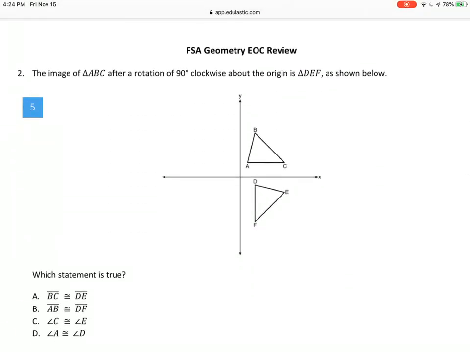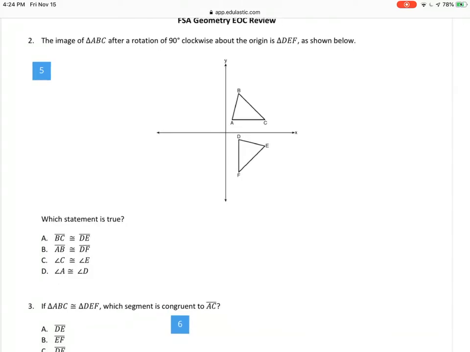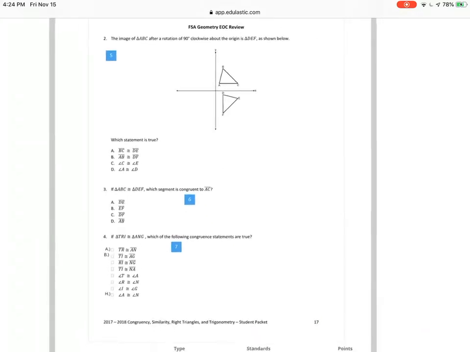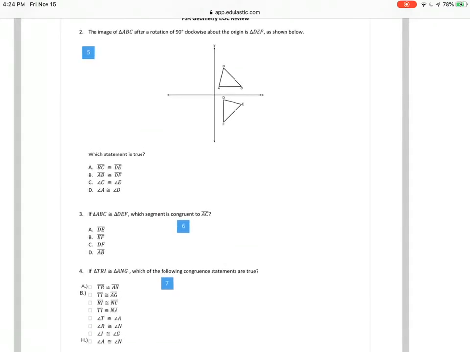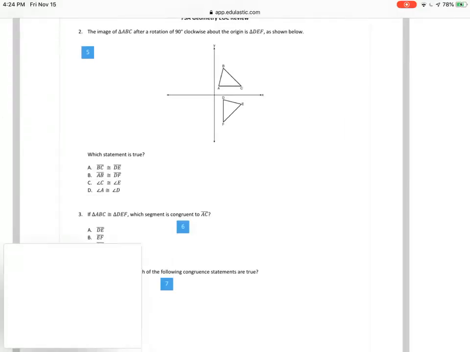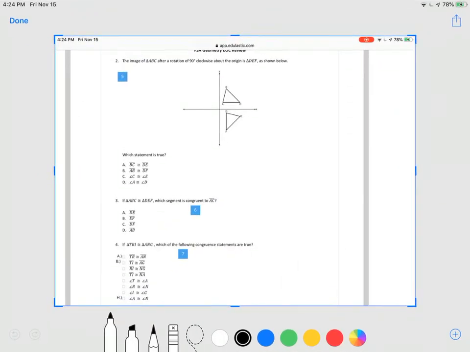Okay, number 2. I think this is the one. Let's see. Okay, so all three of these questions are related. So let's look at the first one.